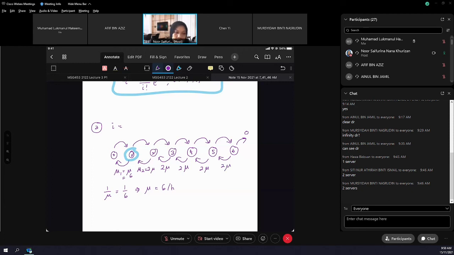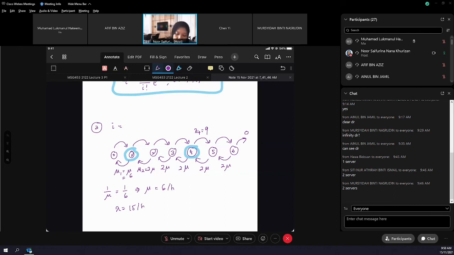Next is your arrival rate. Your arrival rate is 15 customers per hour, so your lambda is 15 customers per hour. If there are 2 customers waiting, the arrival rate will decrease to 9 customers per hour. 2 customers waiting basically means 2 customers being served, so that is in state 4. So your lambda 4, when you have 2 customers waiting, it means 2 customers being served, will decrease to 9.